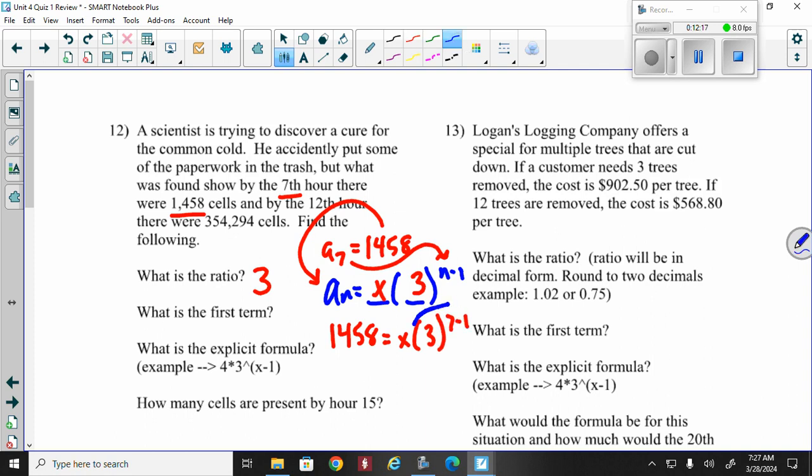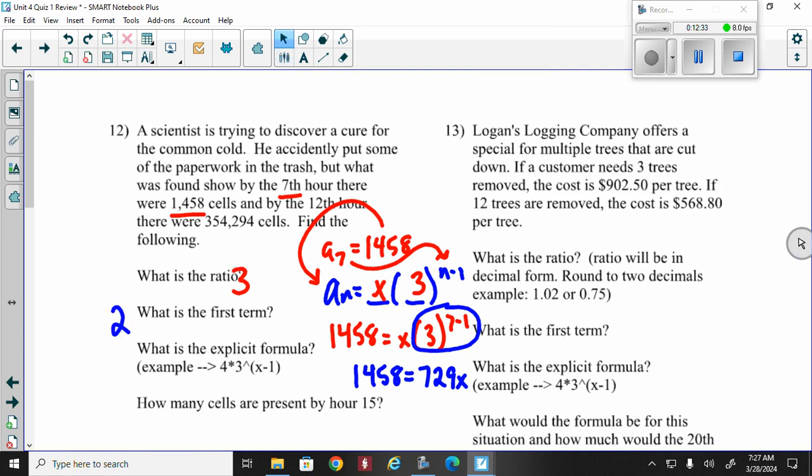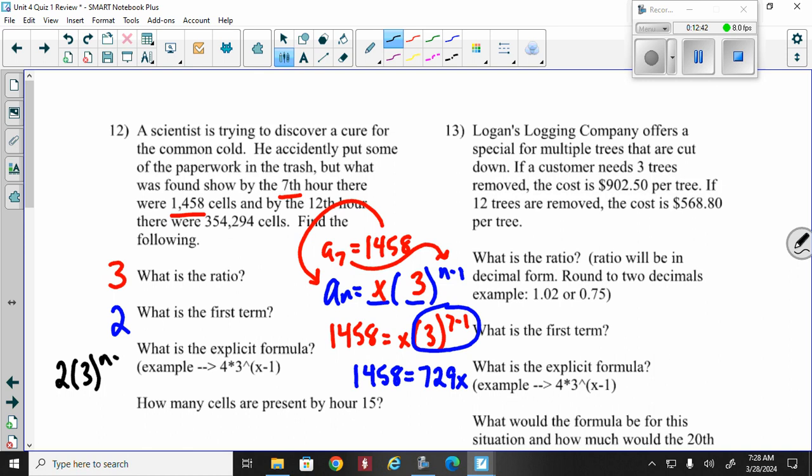Well, when I do all of this, 1458 is going to equal 729x. When I divide by 729, my first term ends up being 2. So I'm just going to put it over there. So what is the explicit formula? The explicit formula is 2 parentheses 3 to the n minus 1 power.